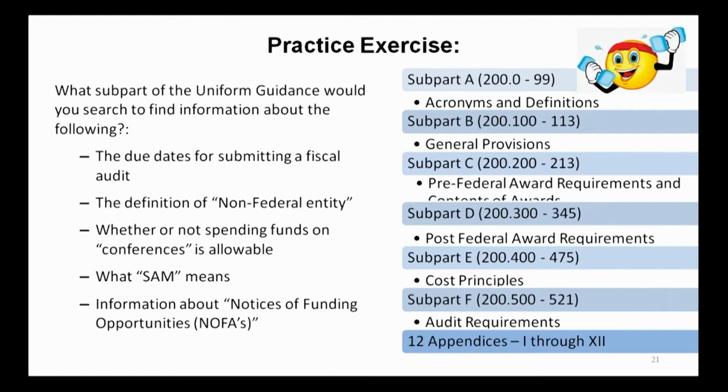So for example, where would you go to get the due dates for submitting a financial audit? Ideas about that? Subpart F. Subpart F, yes. Audit requirements. How about the definition of non-federal entity? Subpart A. And whether or not spending funds on conferences is allowable? Cost principles. Cost principles, yes. And what does SAM mean? System for Award Management. And what subpart would you go to get that information? Subpart A, that's right.